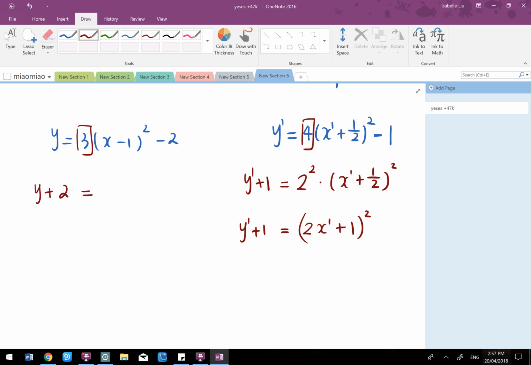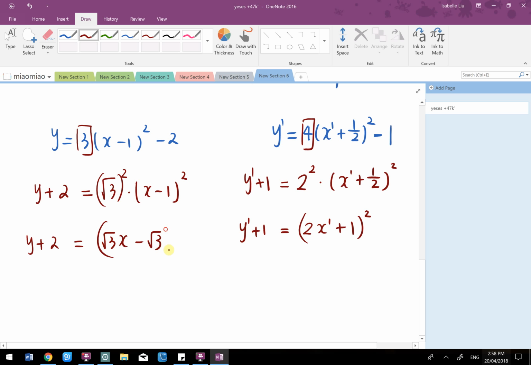So what should you do to the 3? Square root. So square root 3 squared times x minus 1 squared. So what we have is y plus 2 equals root 3x minus root 3, and then squared.